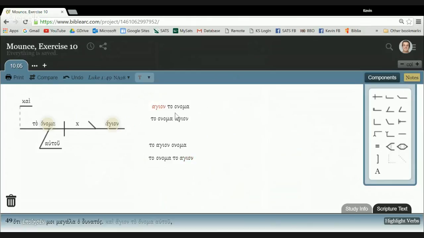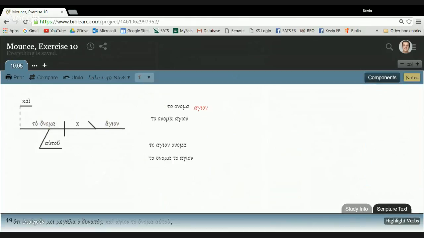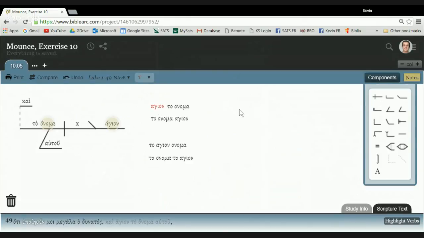This word order, by the way, this would be default. The name is holy. If you put the adjective in front, there is some emphasis on the adjective. Holy is the name, is drawing attention to the word holy.